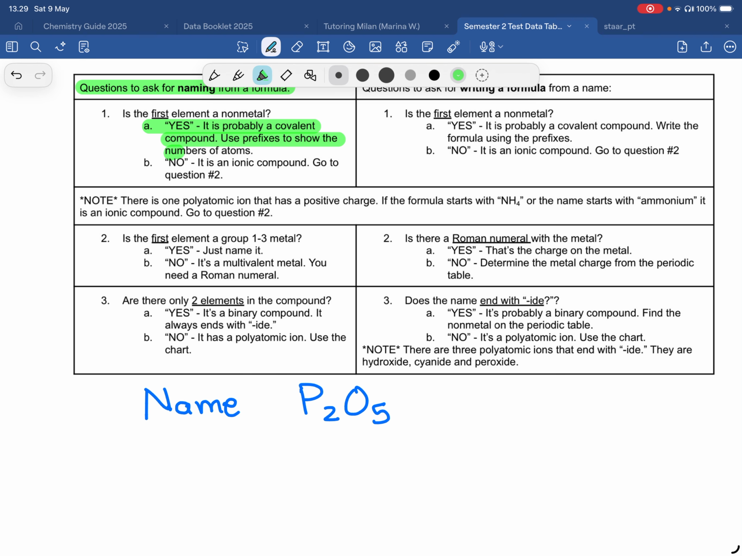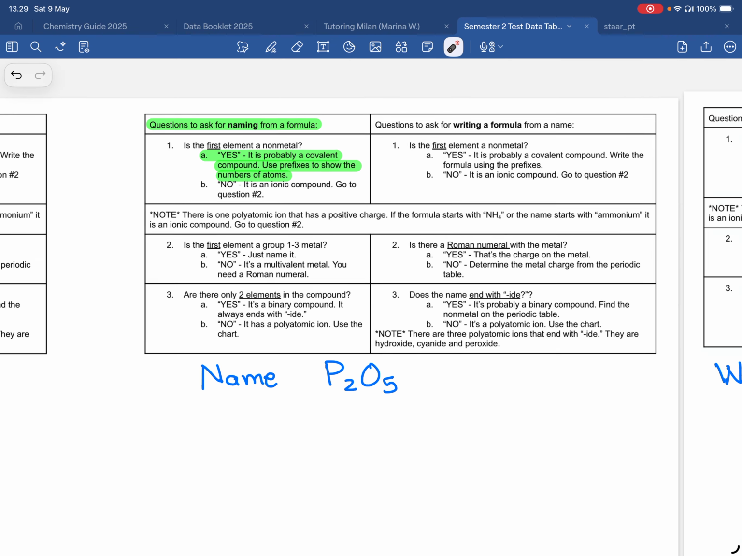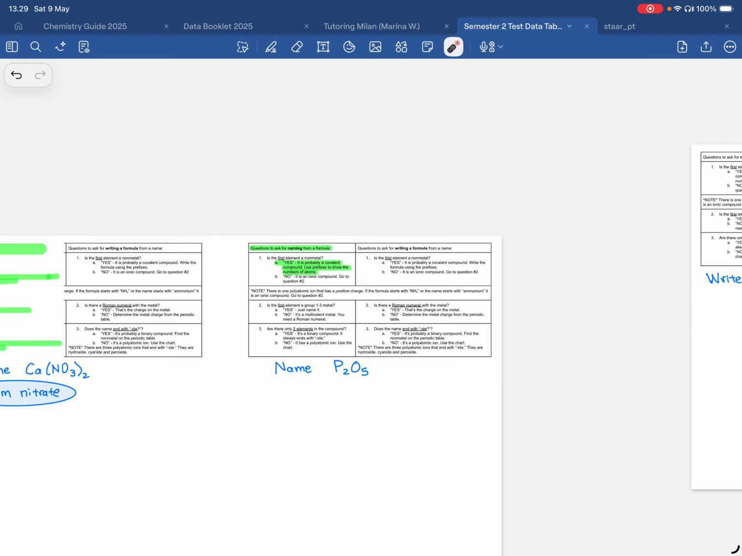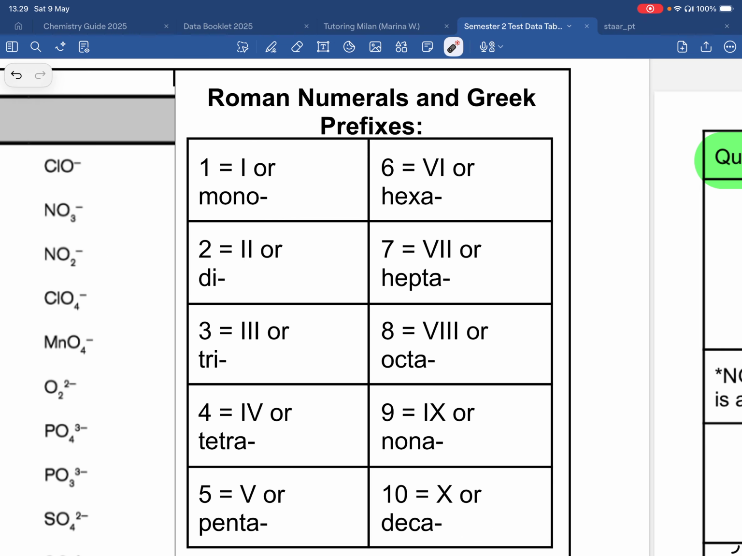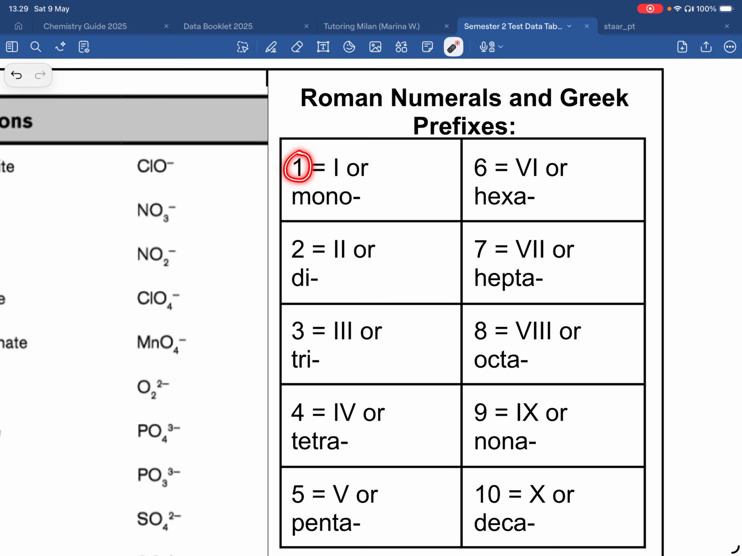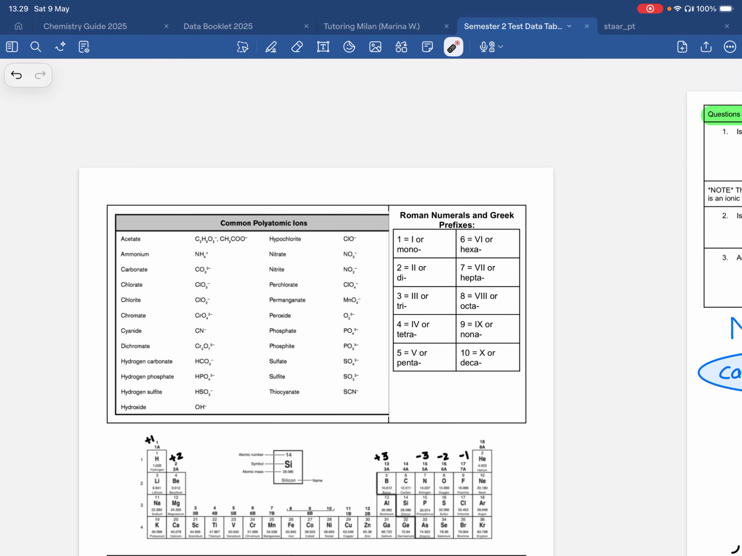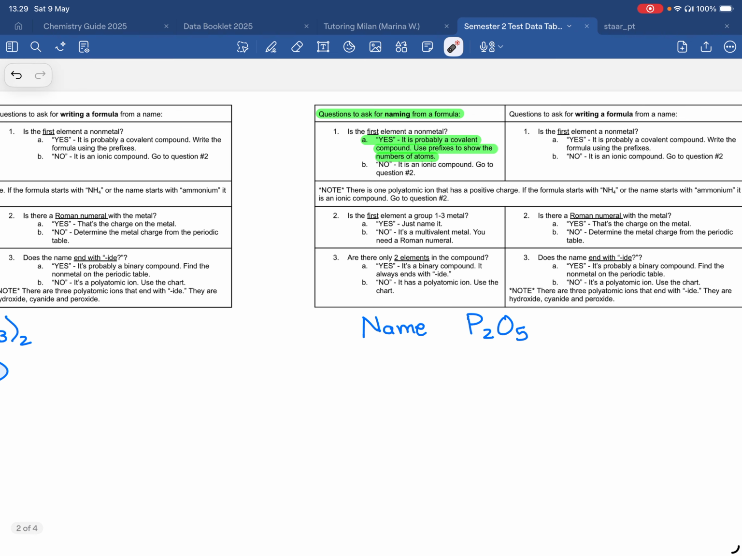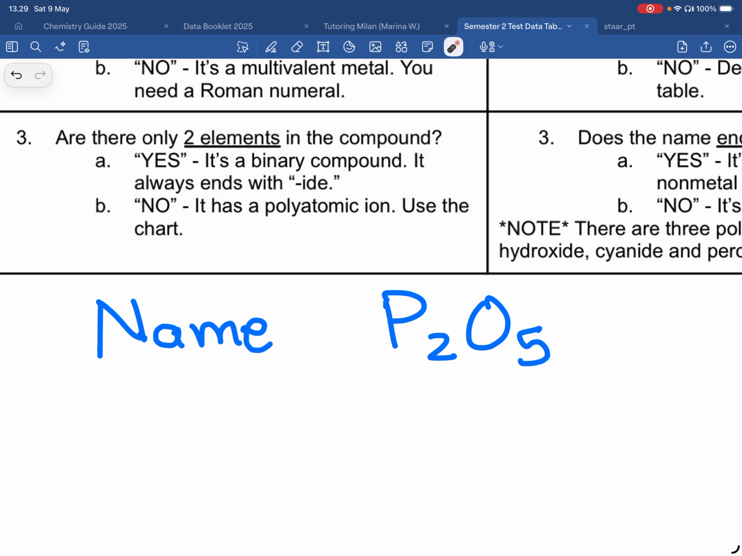Use prefixes to show the number of atoms. So what that means is I've got 2 phosphoruses. I need to use the prefix for that. Well, the prefixes are over here. 1 is mono, 2 is di, 3 is tri, 4 is tetra, etc. So 2 phosphorus means diphosphorus.